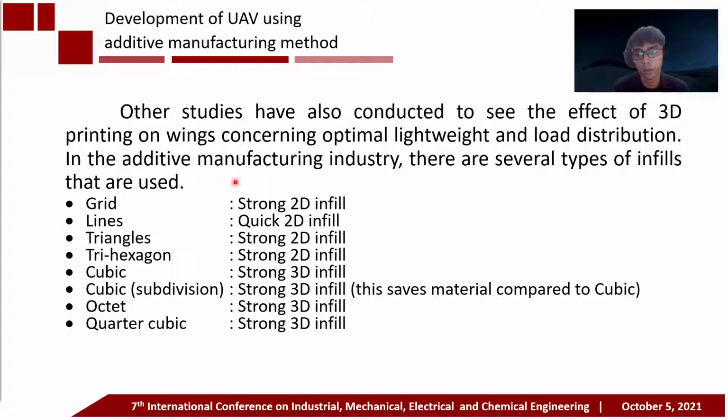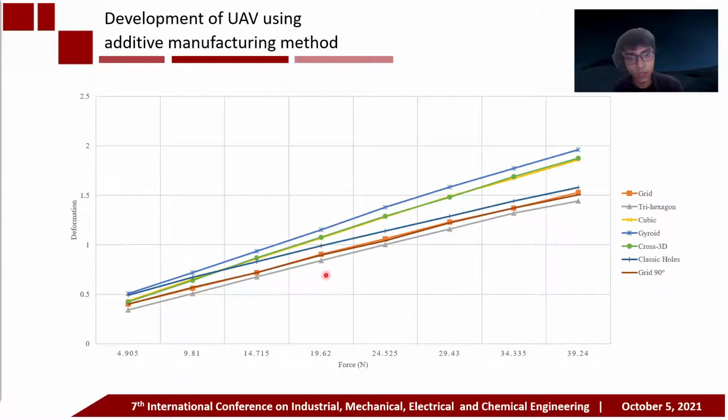In the additive manufacturing industry, there are several types of infill that are used, as you can see here. And based on research conducted by Pavol, the results show that the most suitable pattern for printed wings is the 3-hexagon pattern, which has less deformation than the others. At the same time, experiments have shown that for applications requiring a high degree of elasticity, it is possible to use the cross 3D and gyroid patterns.